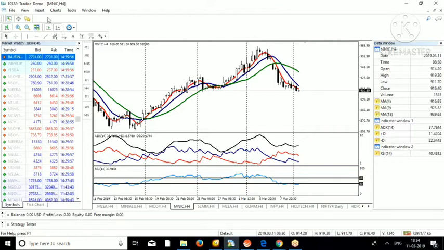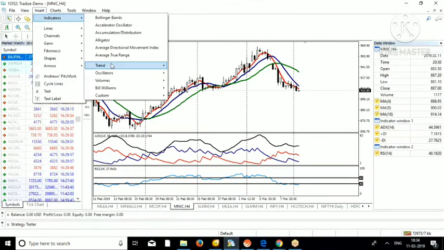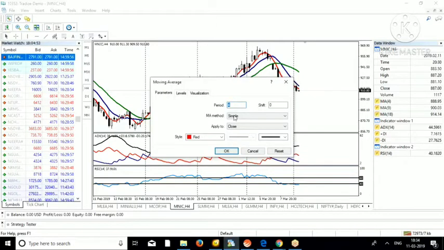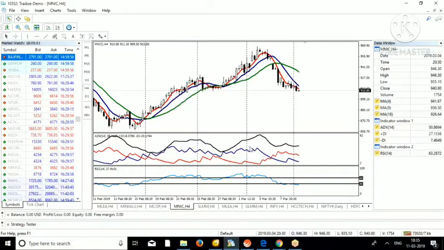You will always find your moving average in indicators. Here you can find moving average. You can add 4, 9. First you add 4, then you add 9, then you add 18, in 3 different colors, MA method simple, and apply to close. Each time you click OK, a moving average will be added to your chart.